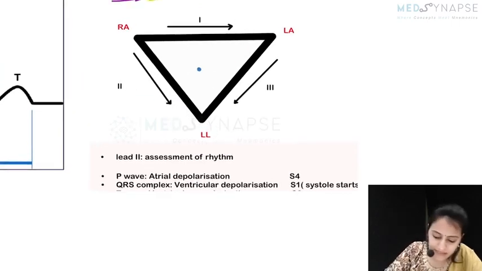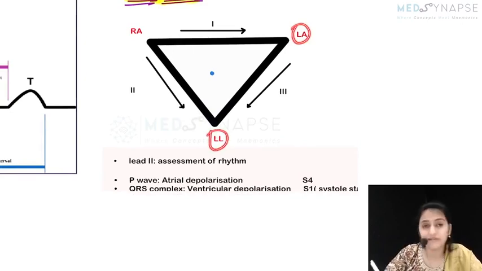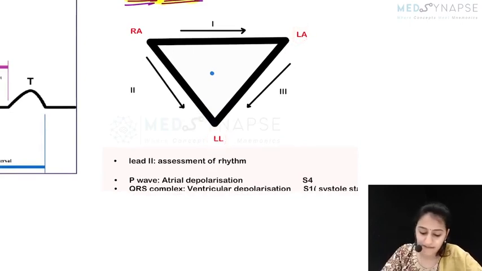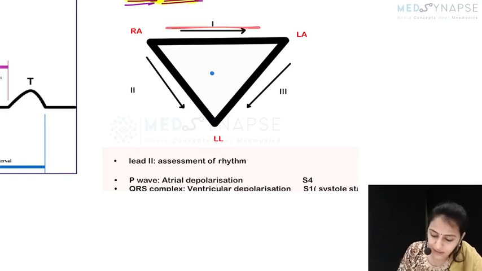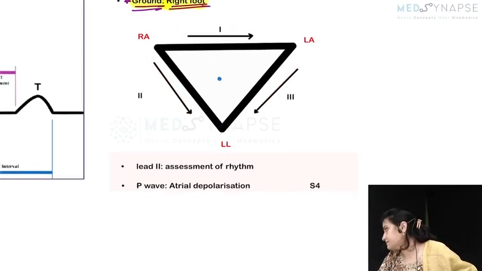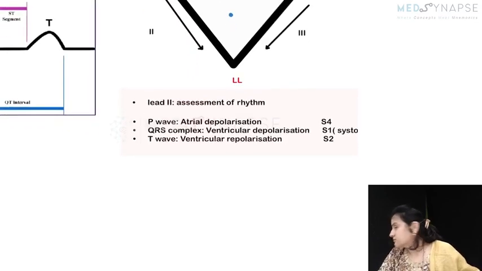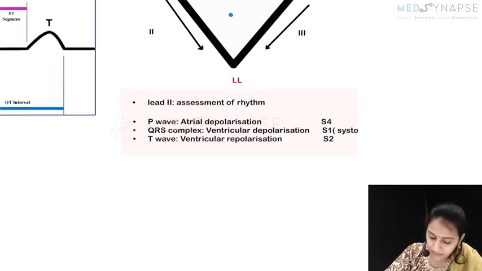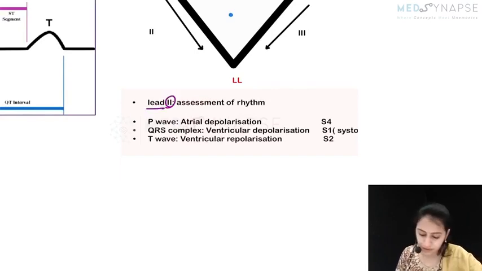So remember in the leads, basically this triangle, you have the right arm, the left arm, and you have the left lower limb. You do not have the right foot. So this is the direction of lead 1, then you have lead 2 and you have lead 3. For assessment of rhythm, we take a long lead 2, right? A long lead 2 is for assessment of rhythm.